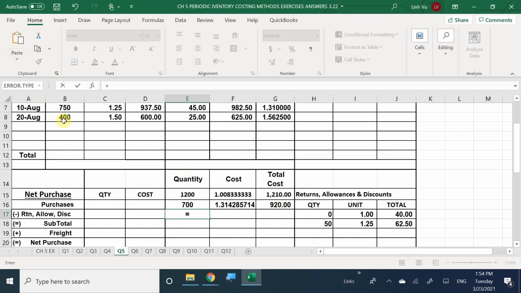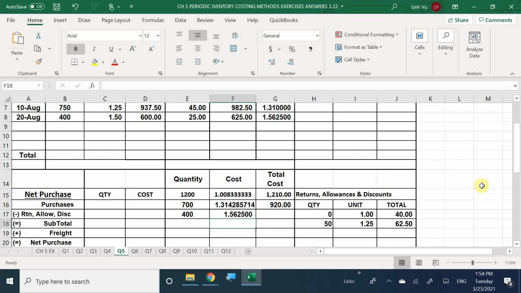It's going to be the 400, and we know what the cost per item is. It's going to be $1.5625. And we know by multiplying this together, it's going to give me my $625, because we didn't make any changes to this one. So we know we don't need to make an adjustment. Is that what you wanted to say? Yeah. Okay. All right. So now let's see what happened next.